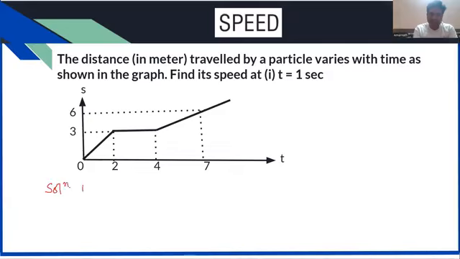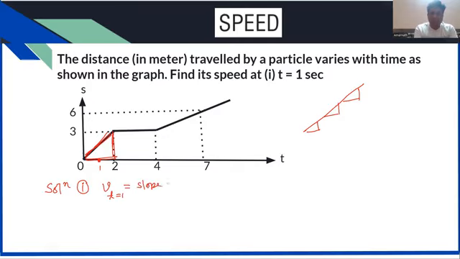So we have to find the slope at t equal to 1 second. t equal to 1 second is somewhere here. As it is a straight line, the slope will be the same everywhere. So I calculate the big slope, perpendicular by base. Velocity at t equal to 1 will be nothing but the slope.